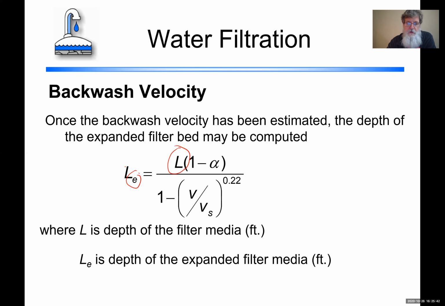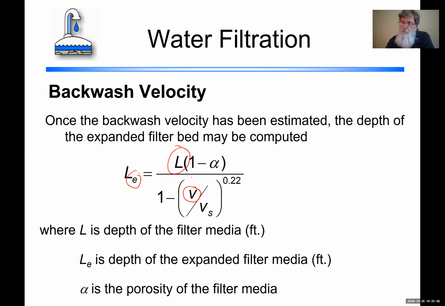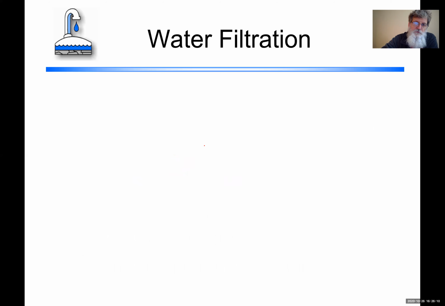Now down in the denominator, you have V, which is the backwash velocity, which we just computed, and V sub s, which is the settling velocity, which is what we had on the right-hand side of the previous equation. And those are usually things that you either computed or that you'll be given. And then there's alpha again for porosity, except it doesn't have the E subscript. So that's just the original porosity of the material.